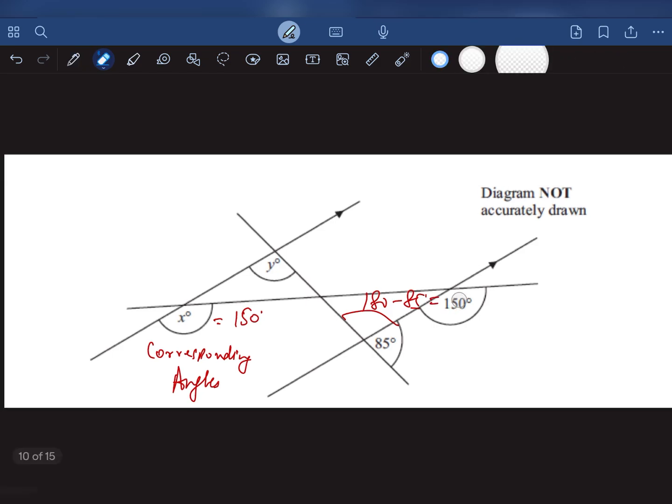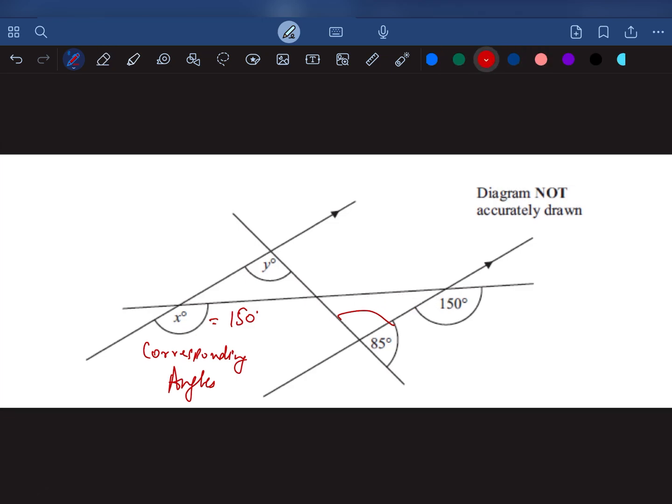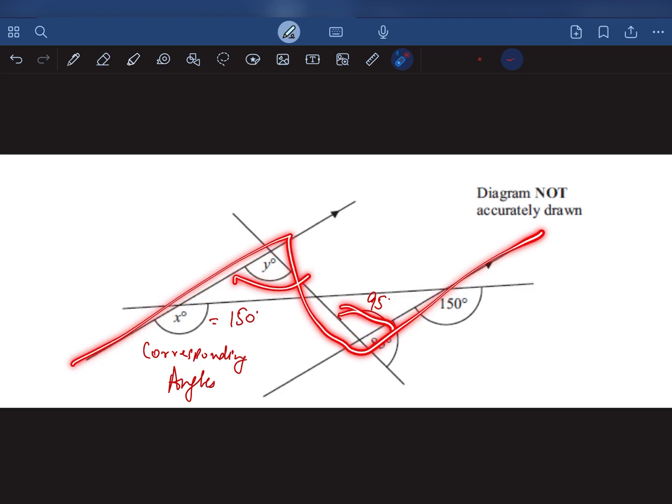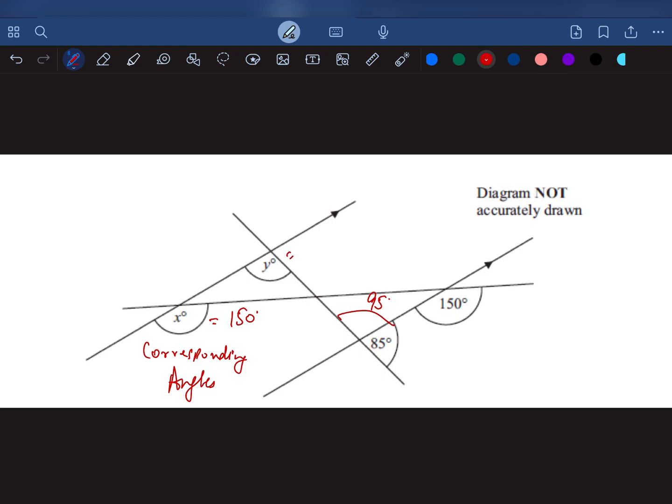Okay. So we can see that this angle is equal to 95 degrees. Now you see, this is equal to this, and they are alternate interior angles. So being alternate interior angles, the values are equal. So we can say that y is equal to 95 degrees.